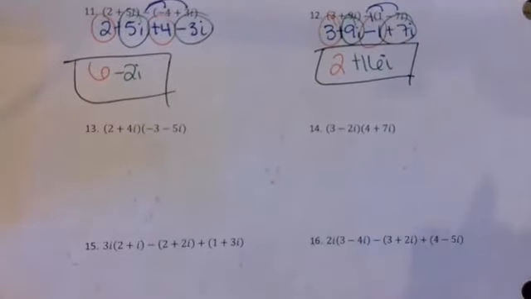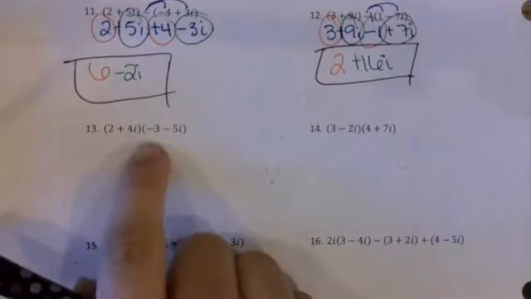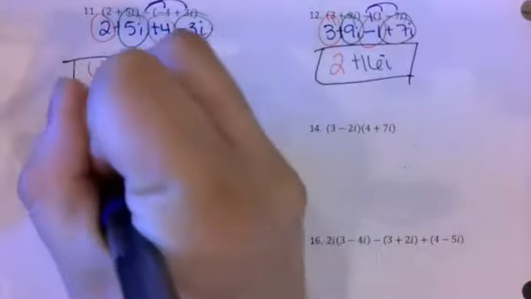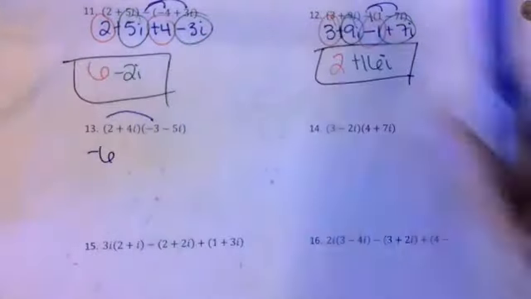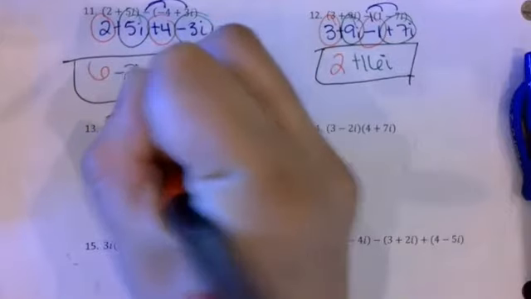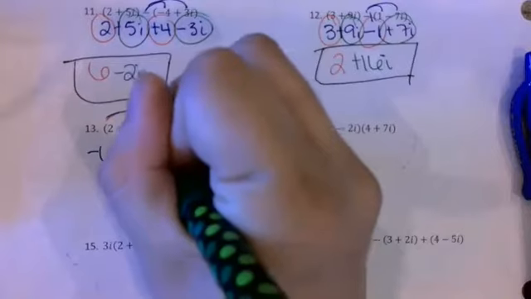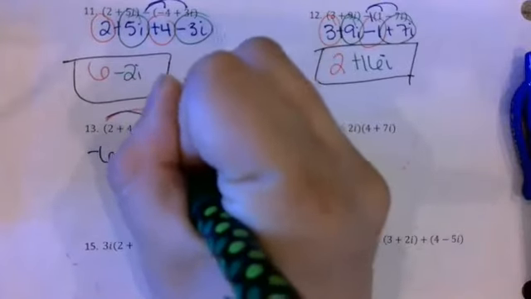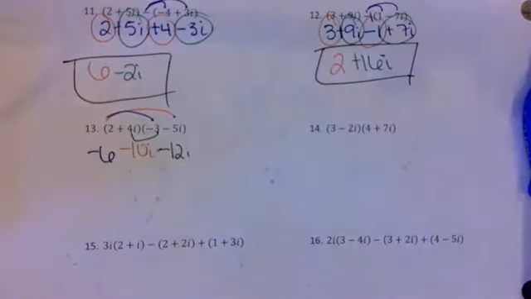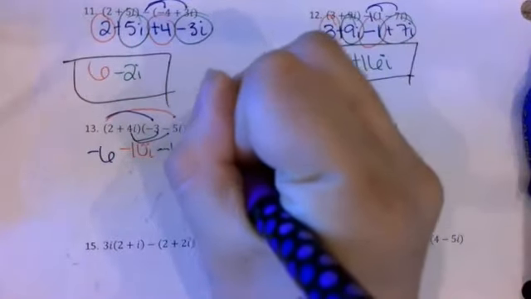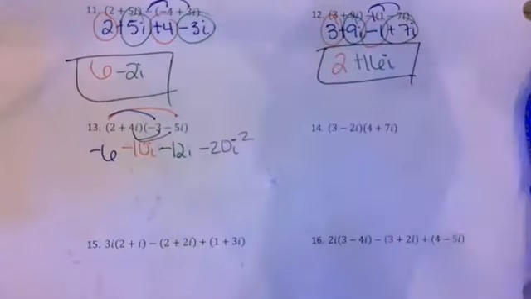Okay. On number 13, there's no sign in between, so I'm multiplying. I want to use FOIL. 2 times negative 3 is negative 6. 2 times negative 5 is negative 10i. 4i times negative 3 is negative 12i. And then I have 4i times negative 5i, which is going to give me negative 20i squared.